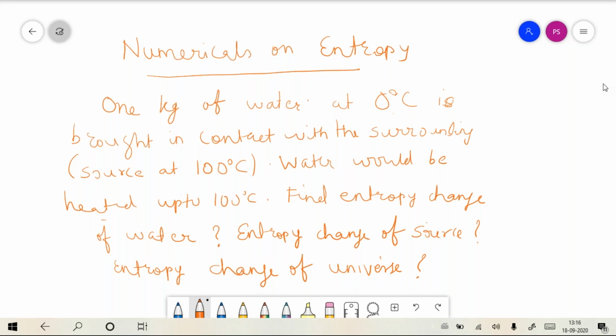Now let me ask you, what would happen to the entropy of water, whether it will increase or decrease? I want you to answer this question first before solving this. Whether the entropy of water would increase or decrease. Please answer this.